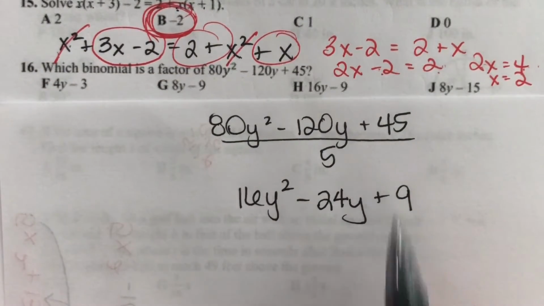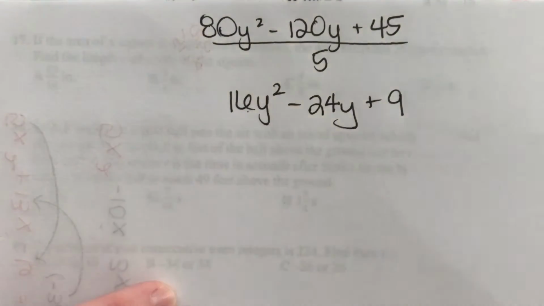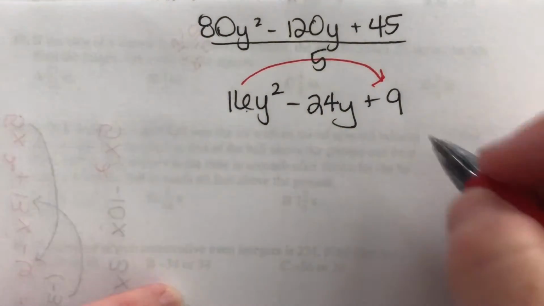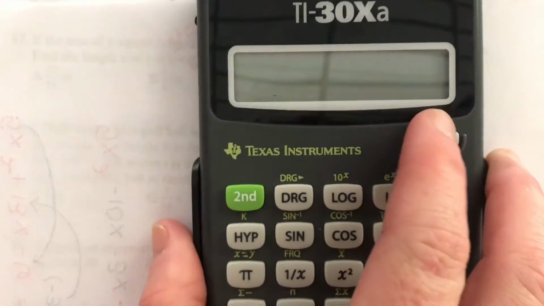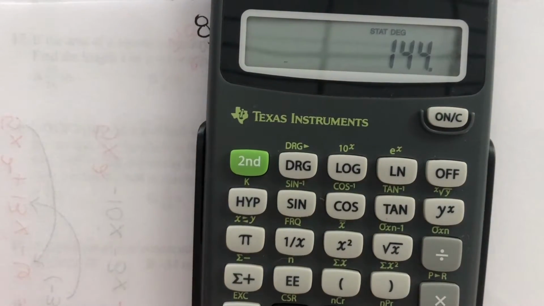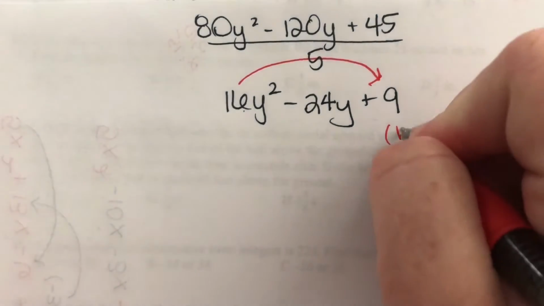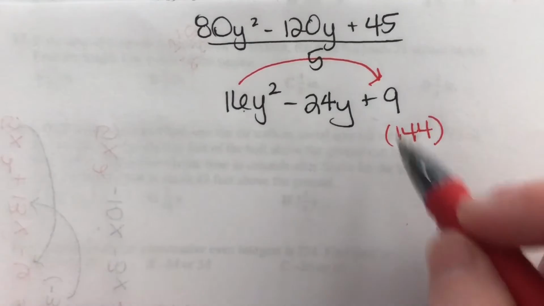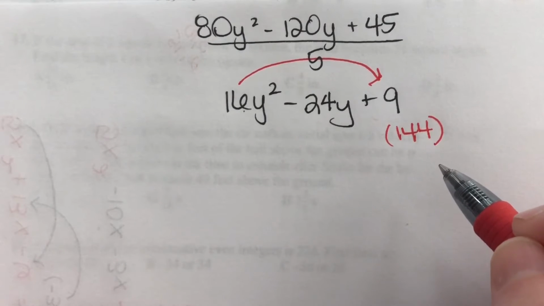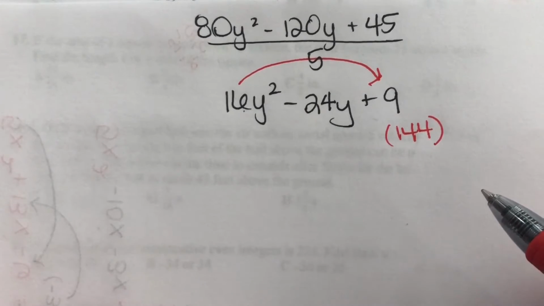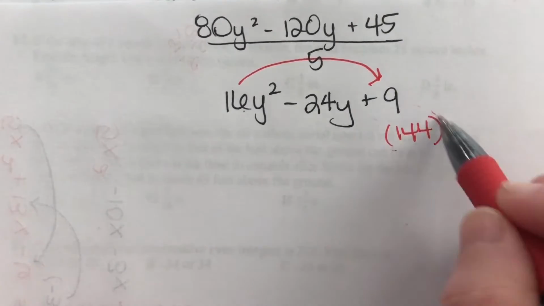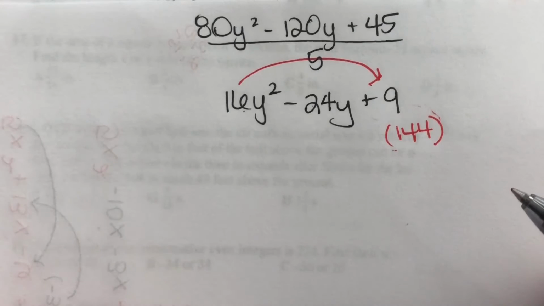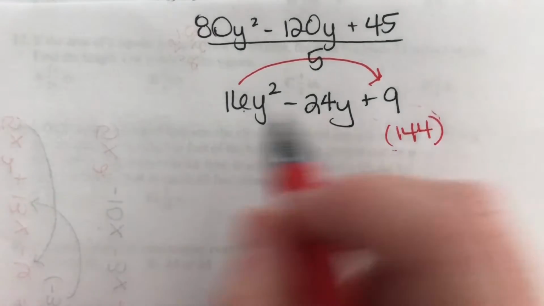All right, so now I've got this guy, and whenever I have a number in front, remember I have to multiply. So 16 times 9, and I get positive 144. And I automatically know, not that I know all big number factors, but I know that 144 is the square of 12. 12 times 12 is 144, right? So I'm looking for the factors of 144 that add up to negative 24. What about negative 12 times negative 12? Yeah, that works.